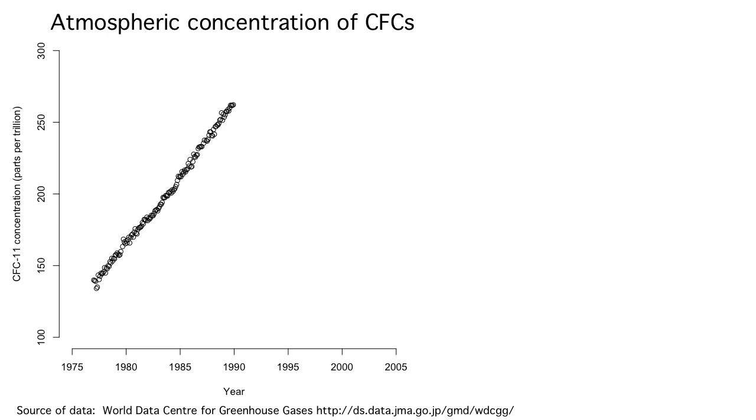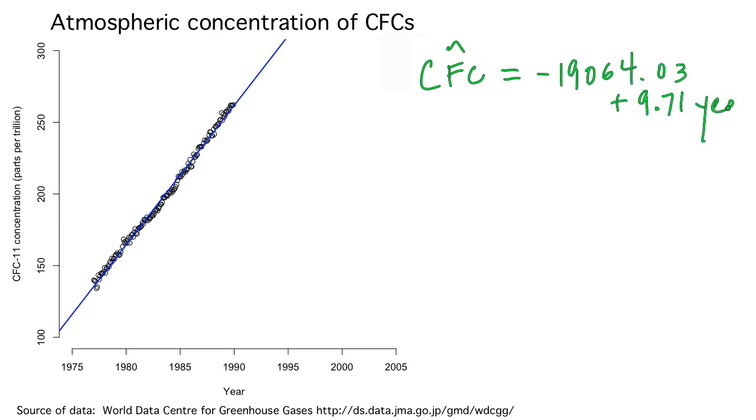From the plot, we can see that there is a strong linear pattern in the growth of CFCs over time. And using the method of least squares, we can find the equation of a line to describe that growth. Doing that, we get that our fitted value of CFC from the regression line is about negative 19,000 plus 9.71 times the year. The slope is approximately 9.7. So we can interpret that as, on average, the concentration of CFCs is growing by about 9.7 parts per trillion each year.